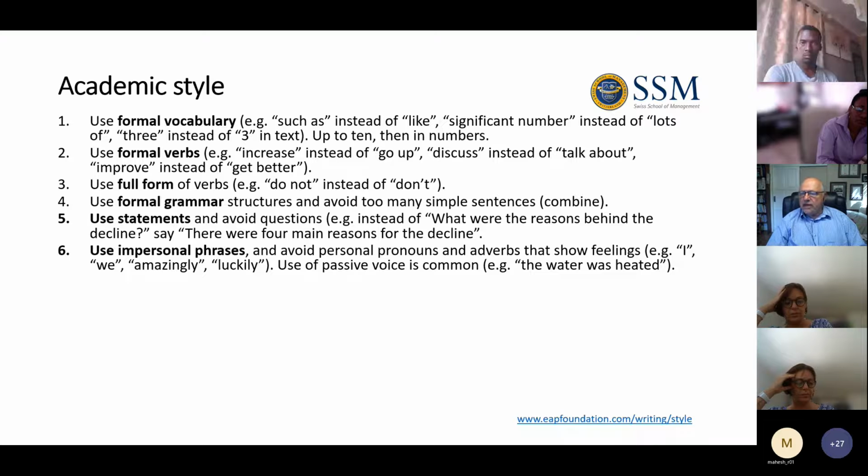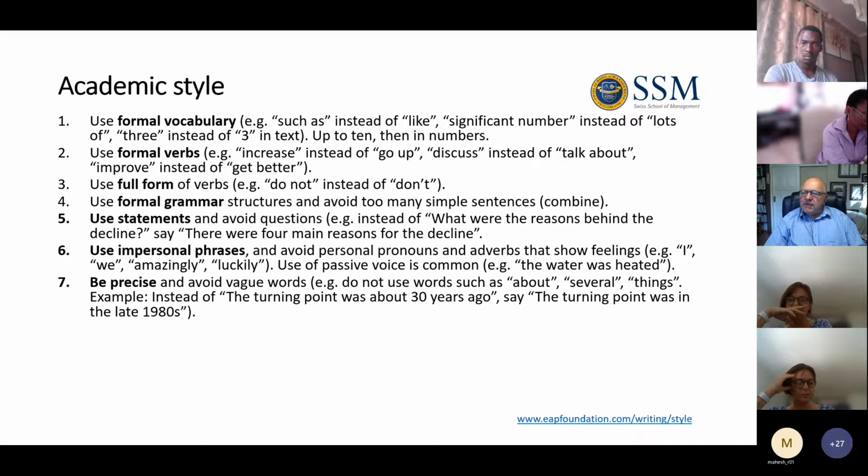Use impersonal phrases and avoid personal pronouns and adverbs. You don't really talk about I and we, and use words like amazingly and luckily. You use passive voice also, like instead, for instance, the water was heated, in the past tense, so passive voice.